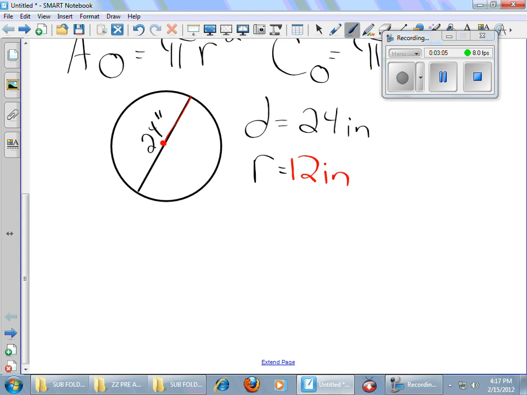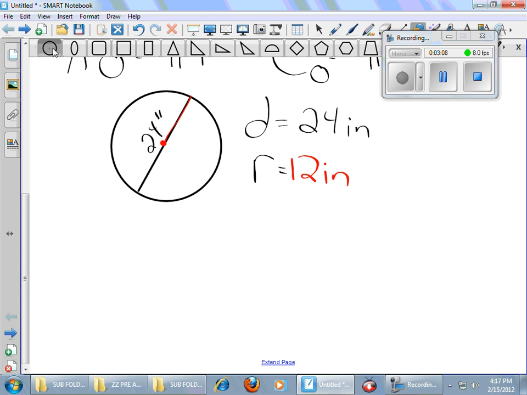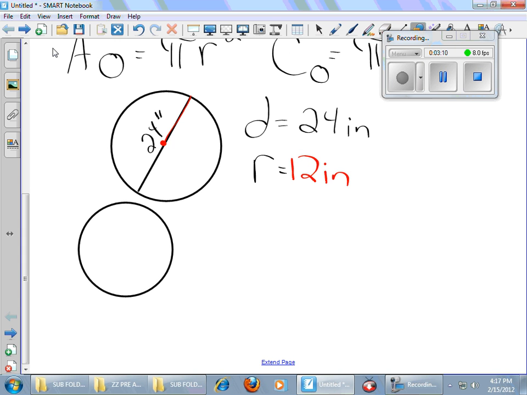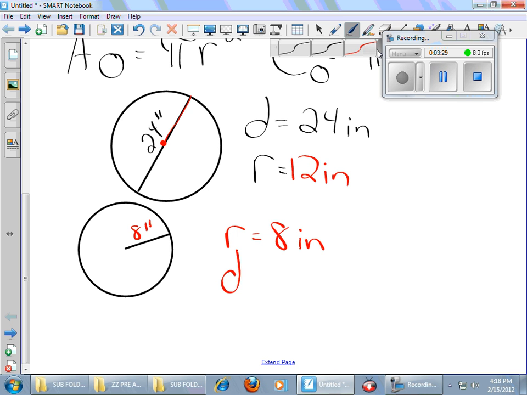All right, if I have a circle like this, and they tell me this piece here is 8 inches, well, that's the radius. The radius is 8 inches. The diameter would be the whole piece, right? It would be all the way across. So that would be 16 inches. Remember to use 3.14 for pi, okay?